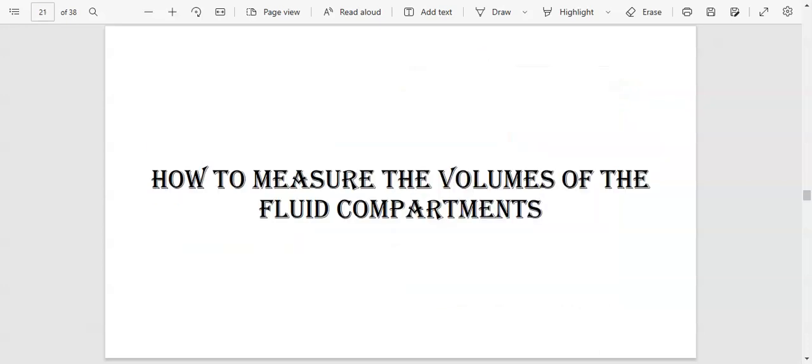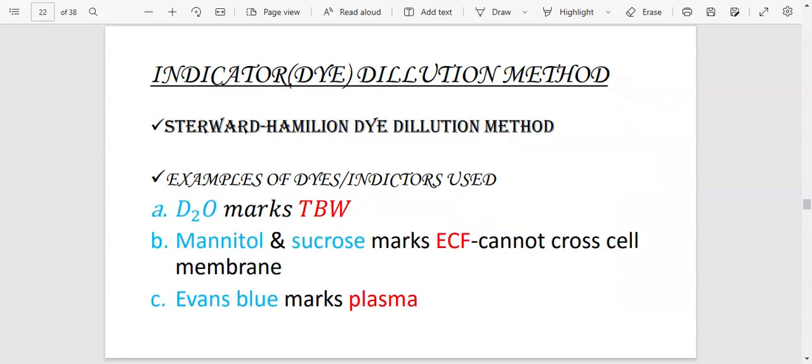Now, how do we measure the volume of the fluid compartments? The method we use is called the indicator or dye dilution method. Basically, the one we are going to use here is the Stewart-Hamilton dye dilution method. We are going to look at an equation that will help us understand this, but the method itself is the dye or indicator dilution method.